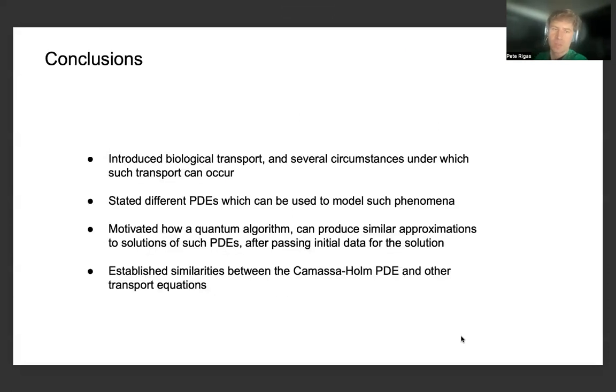So I wanted to close out with some conclusions in which we introduced biological transport and several circumstances under which transport can occur. And we stated different types of PDEs which can be used to model such phenomena. And we motivated how the quantum algorithm can produce similar approximations to solutions of such PDEs after passing initial data for the solution from what's already obtained from classical algorithms, and how we can also make use of other simulation results and methods from the quantum algorithm to think about what the classical algorithm's performance would be if it would still always be better. And we established similarities between the Camassa-Holm PDE and other transport equations.